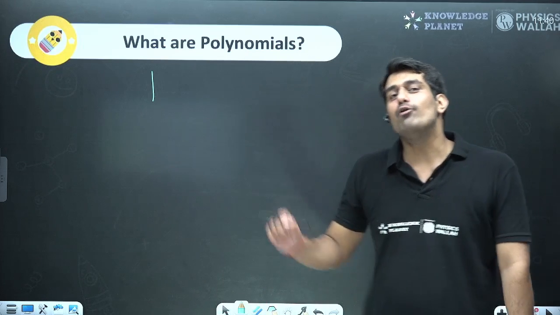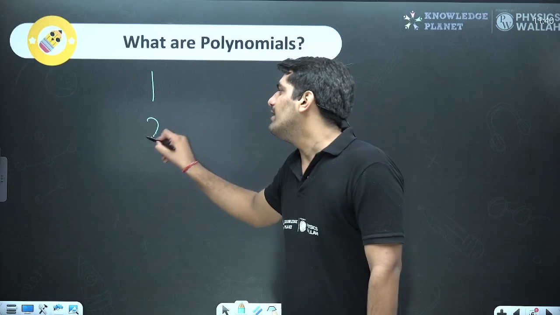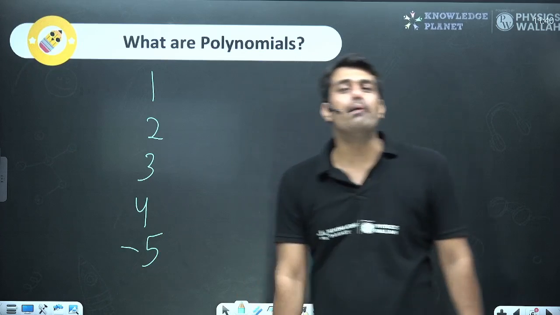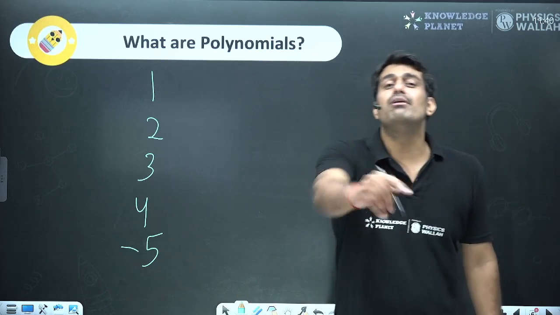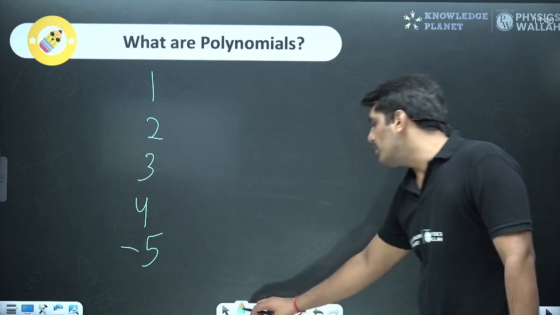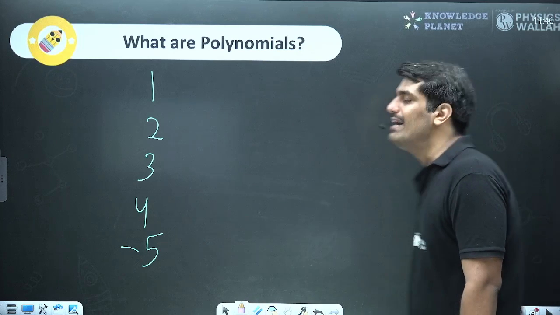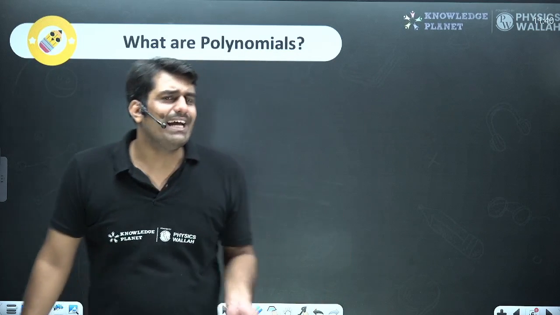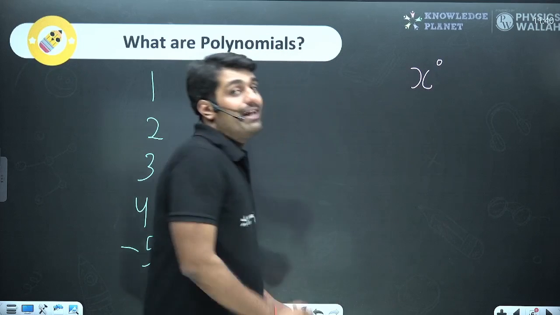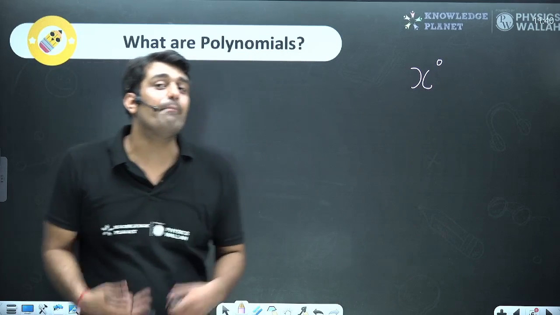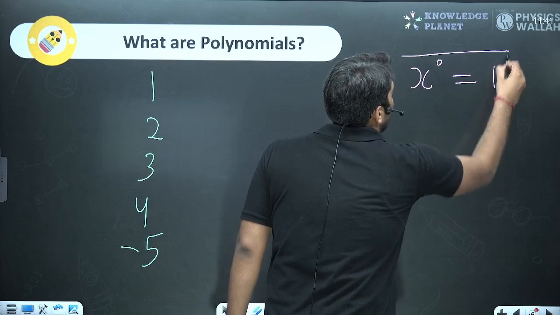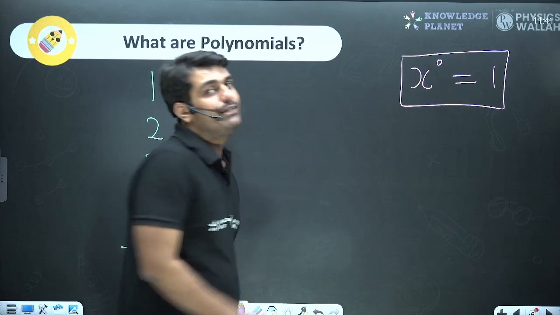I would say, if you observe carefully, if I write 1, 2, 3, 4, or even a negative number, in all of these numbers we have a variable. It's not visible to you because you haven't learned exponents. If you would have learned exponents, you would be aware of one important concept. What is that? If any variable is having a power of 0, what happens to it? I can simply write it in the form of 1. x raised to the power 0 is equal to 1.